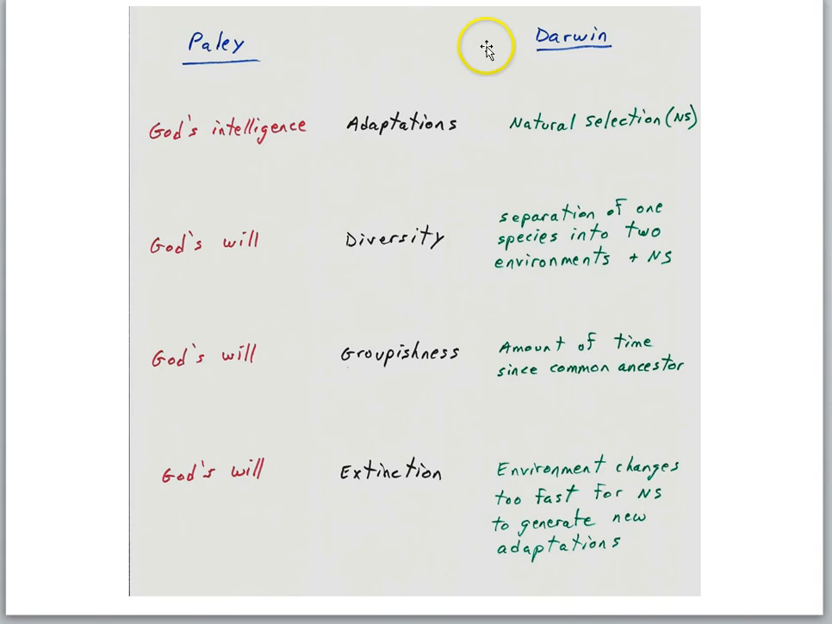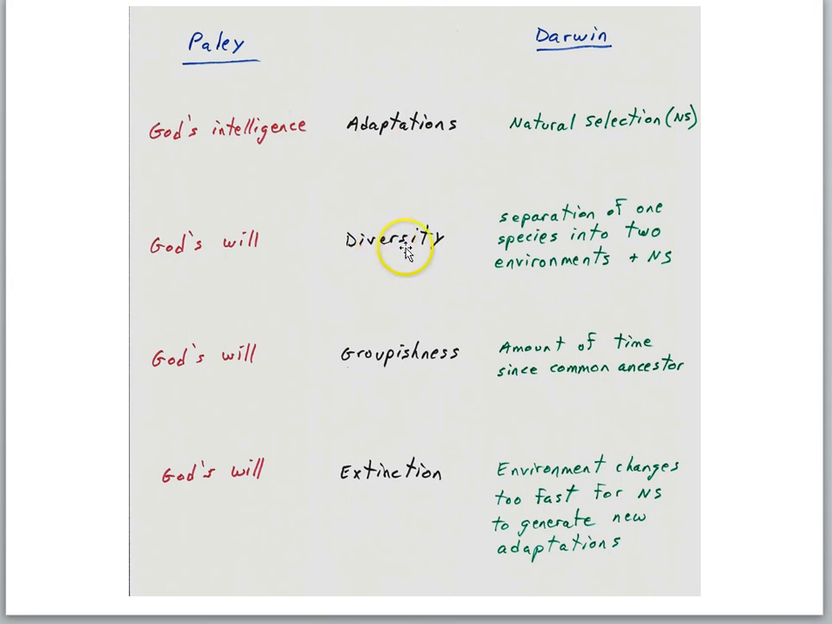So let's do a final comparison of Darwin versus Paley with respect to our four ideas here: adaptations, diversity, groupishness, and extinction, these four sort of puzzles that we began with. Adaptations. Darwin's going to say that natural selection is causing adaptations to evolve. For Paley, this is referring to God's intelligence then. God was the intelligent designer and made those parts with purposes.